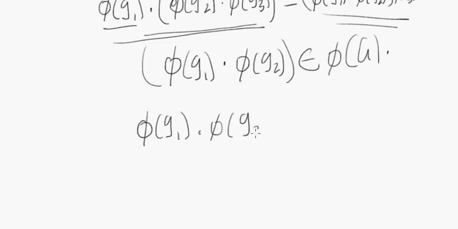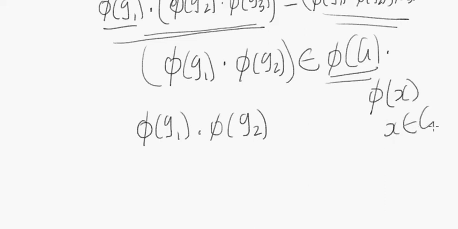How would we show that something is an element in the image of phi of G? Well, all elements of phi of G are of the form phi of x, where x is an element of G. That's what it means to be in phi of G. So all we need to show is that this element can actually be written in the form phi of x for some x in G. Can you see how this follows?